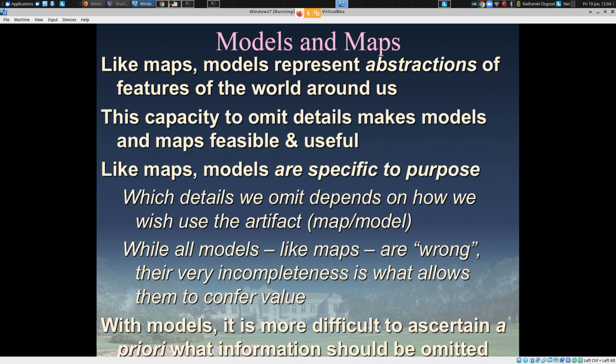If we want to understand why brownouts are occurring in a certain area of Saskatoon, or indeed why flooding is occurring, we will use different maps yet. Maps are specific to purpose. They may depict aspects of the world, but what aspects they depict and what they hide depends on their purpose. And so it is with models. Which details we omit depends on how we wish to use the model.